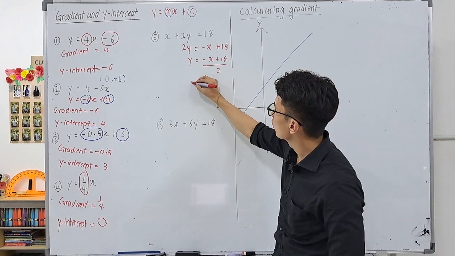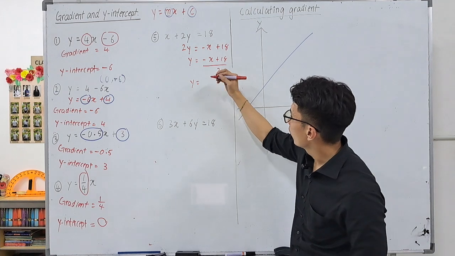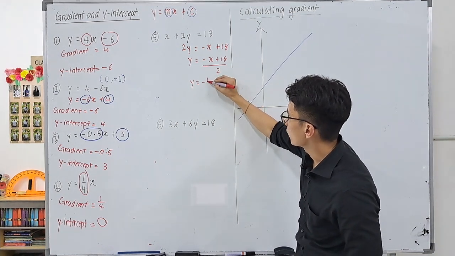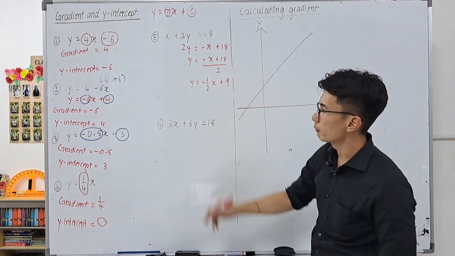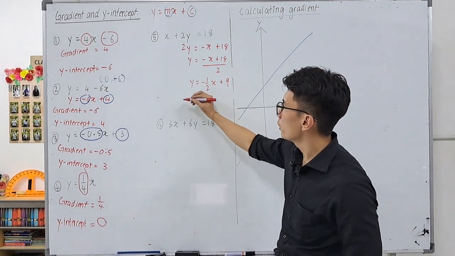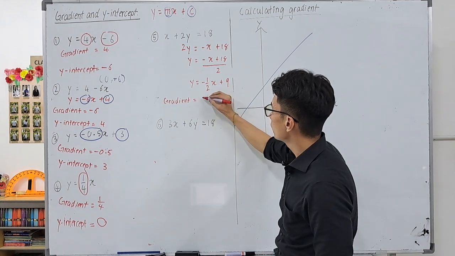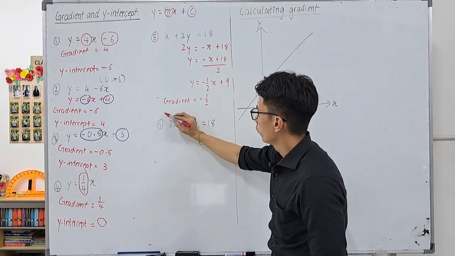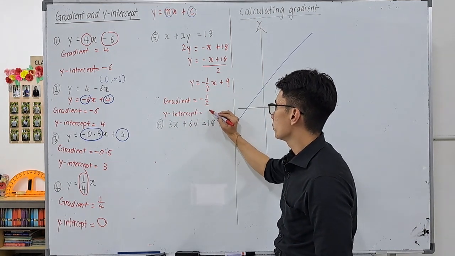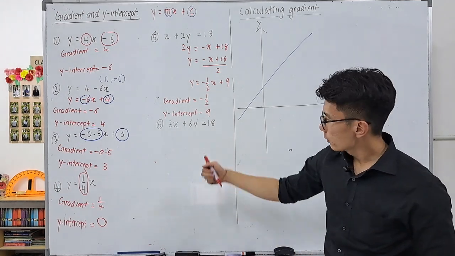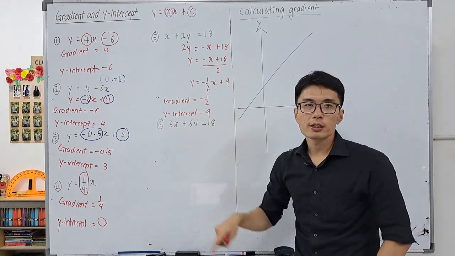So I simplify this: y equals, now this one depends on how you write it. For me, I'm just going to write it this way: negative 1 over 2x, plus 18 over 2, which gives you 9. So my gradient over here is negative 1 over 2, and my y-intercept is positive 9. Same thing, don't get confused and say that behind x, 3 is my gradient, or 18 is my y-intercept.